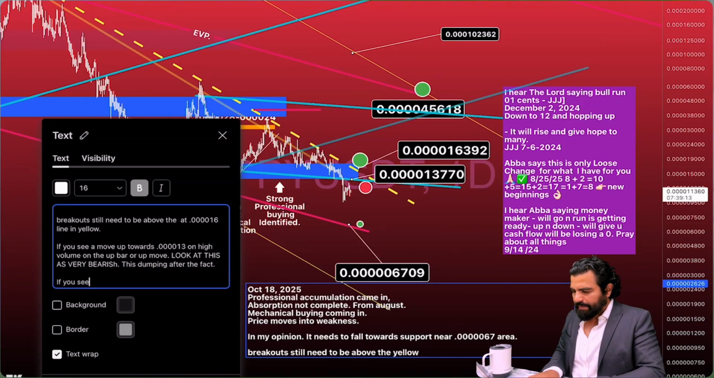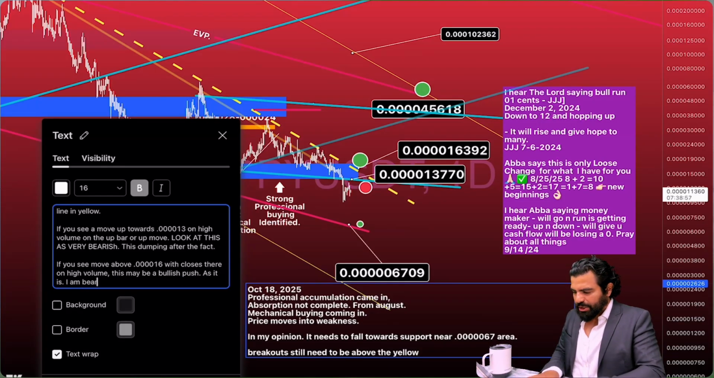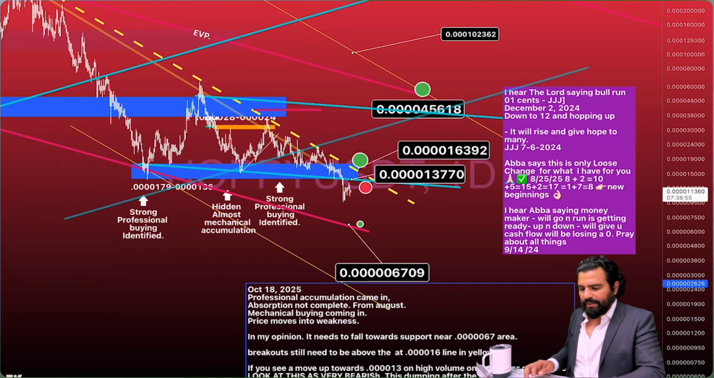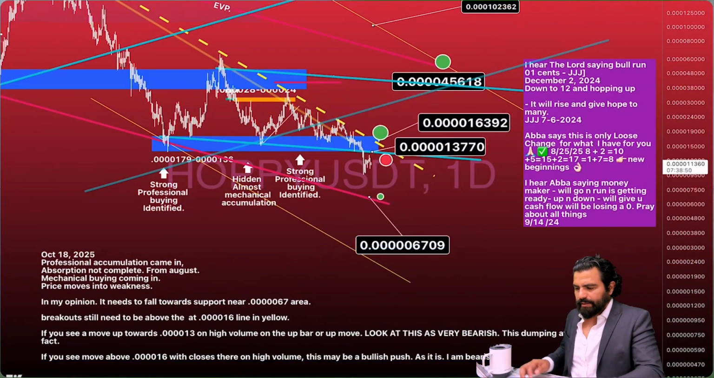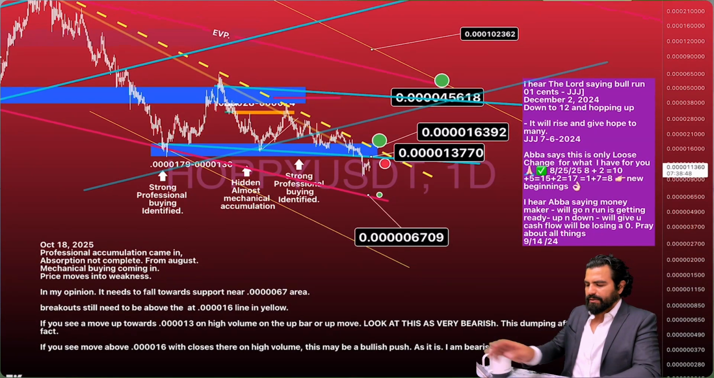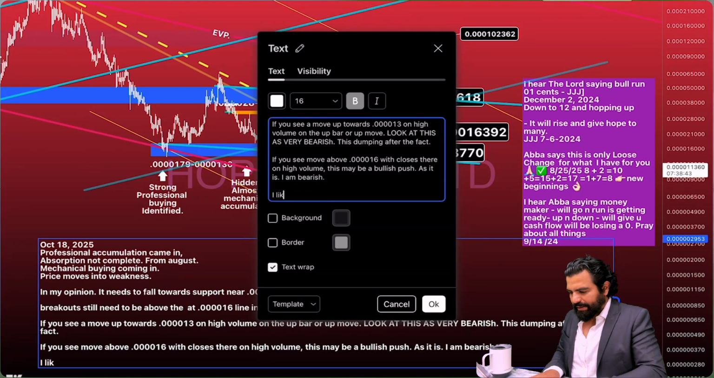If you see a move above 0.000016 with closes on high volume, this may be a bullish push. As it is, I am bearish. All right, that's all my thoughts regarding that crypto. Hoppy needs to come down a bit, cook a little bit longer, and I'll put that word in here. I like this crypto. It should do well.